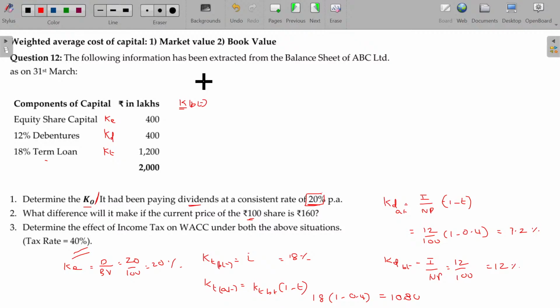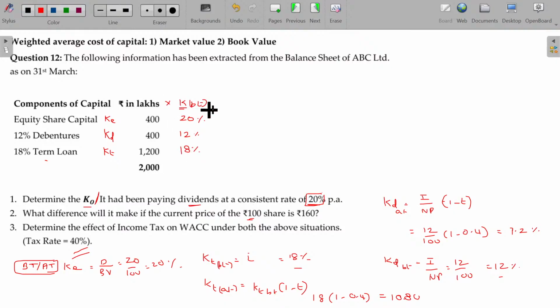So we'll now calculate cost before tax. Cost of equity will be the same value after tax as well as before tax, right? Cost of equity capital being 20%. Cost of debt before tax being 12%. Cost of term loan before tax being 18%.